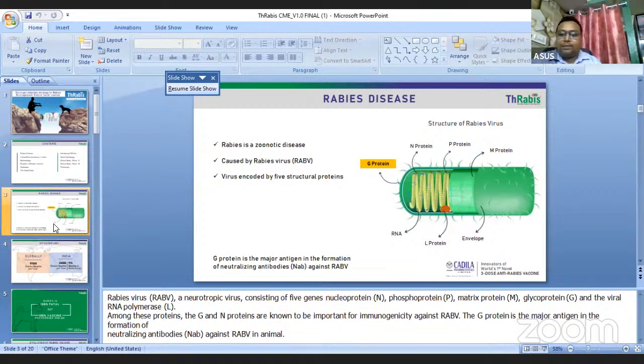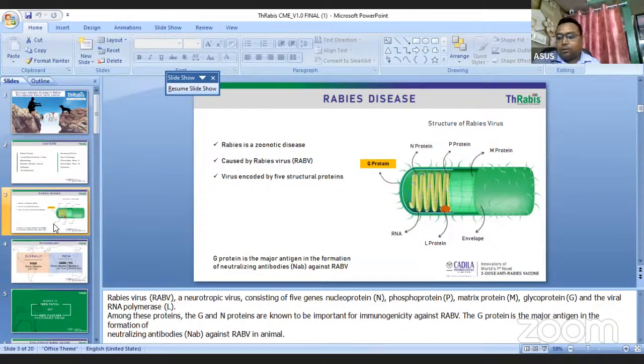Here we see the rabies virus, encoded by the structural protein. Here we can see the structure of the rabies virus. Rabies virus is a negative-strand RNA virus belonging to the genus Lyssavirus of the Rhabdoviridae family. Rabies virus is characterized by a rod or bullet shape.